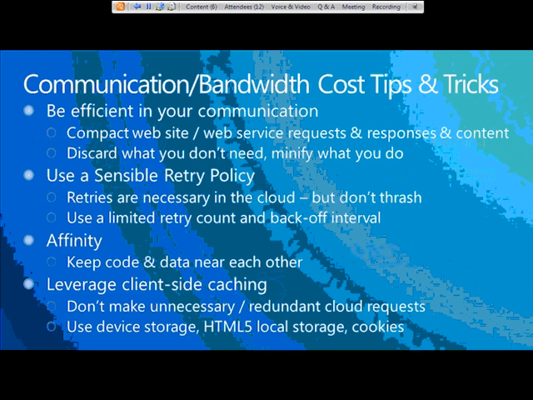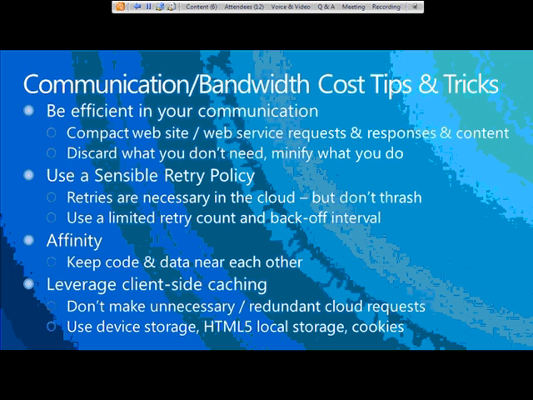So, some tips and tricks around communication and bandwidth. Just think about being efficient in communication. Take your website and web service request responses and compact them as much as you can. Streamline them. If you're serving up content like images and video, are they right-sized? Discard what you don't need, and minify what you're going to keep in that communication over the internet.